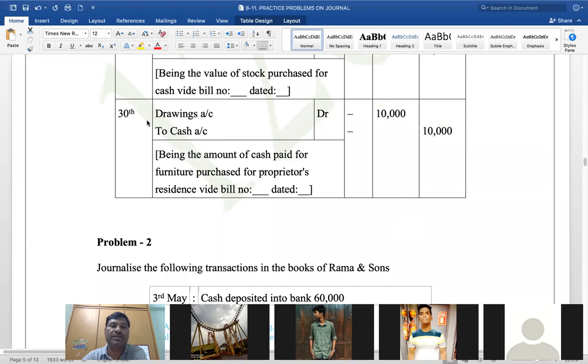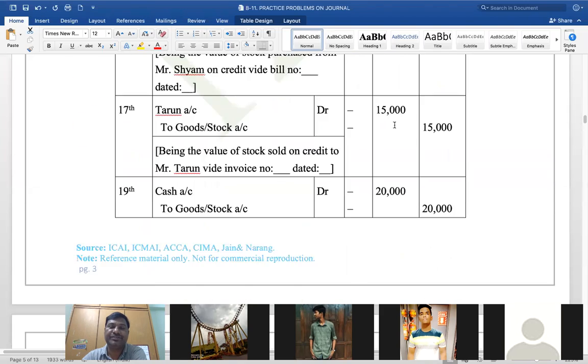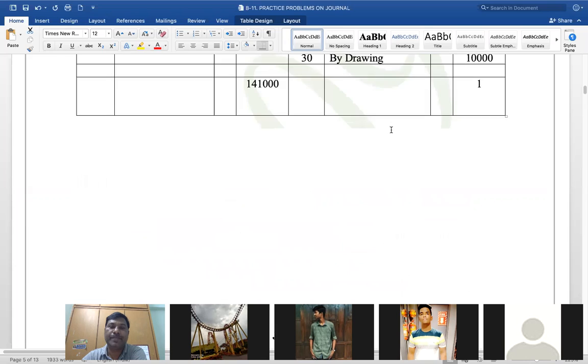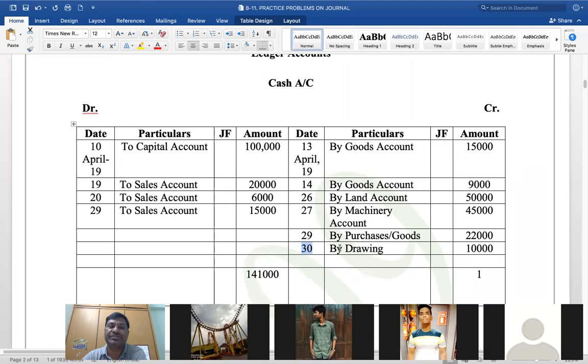On the 30th, drawings to cash, 10,000. Drawings to cash on the 30th. In the cash account, drawings is credited, 10,000.